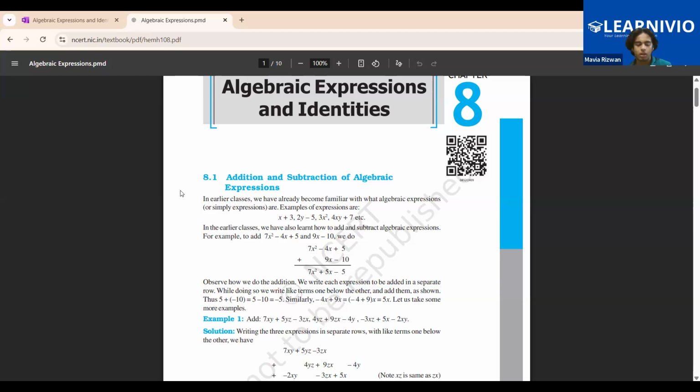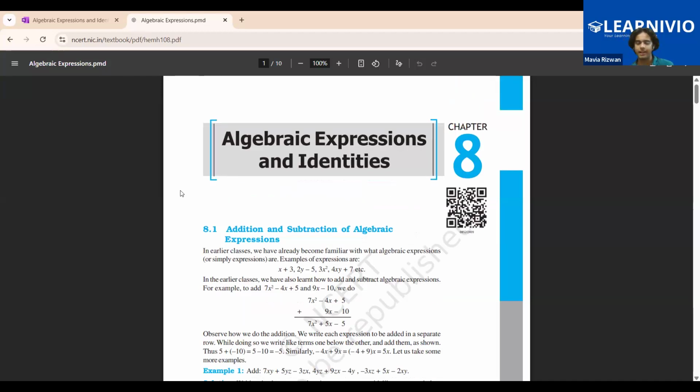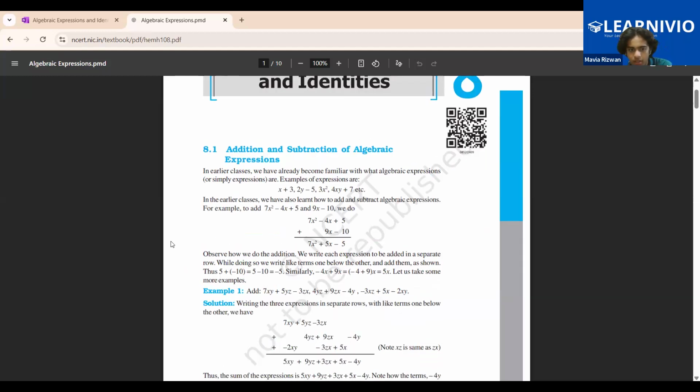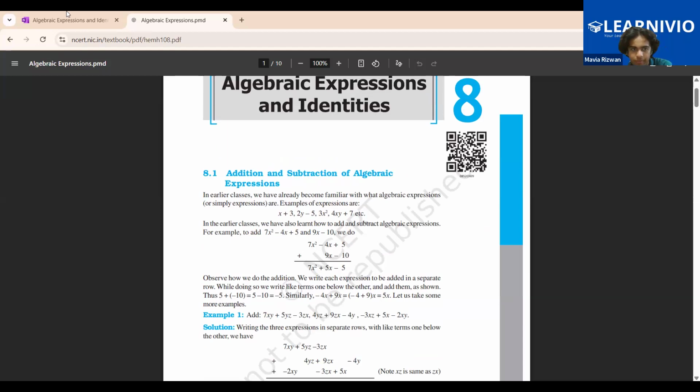Okay. So today we start with algebraic expressions and identities. To be straight honest, algebraic expressions is a boring part. Identities is an interesting part. Now, first thing, what is an algebraic expression?